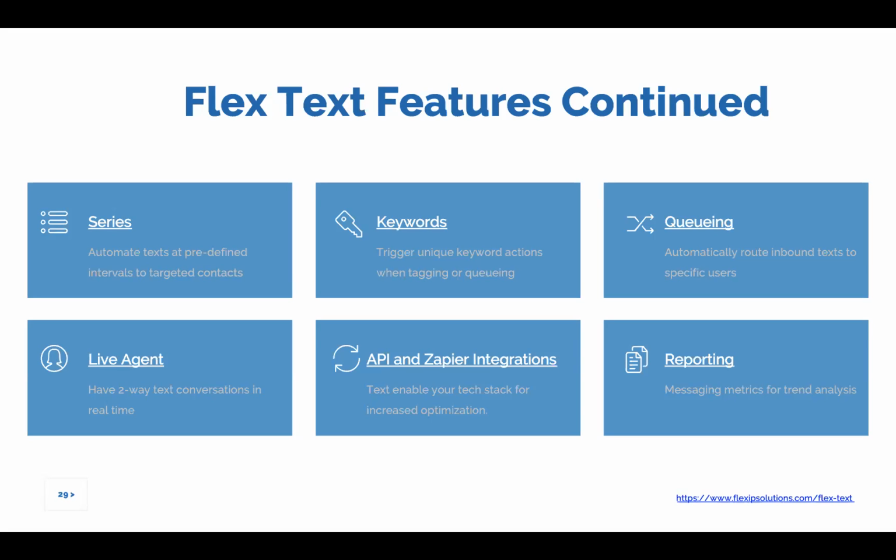Keywords, most folks are familiar with keywords as like, text Vegas for a chance to win a trip to Vegas. That's what keywords are. They have some automations that are tied to that word. You can set up a series, a survey, you can send folks to a queue, you can have an automated response. There's a lot of things you can do with keywords, and keywords are unlimited. It's really sky's the limit as far as your imagination.